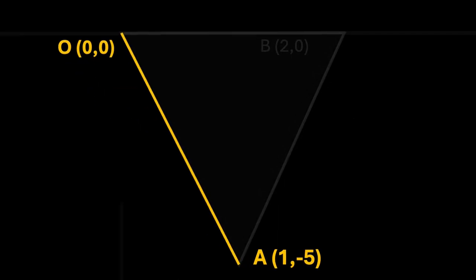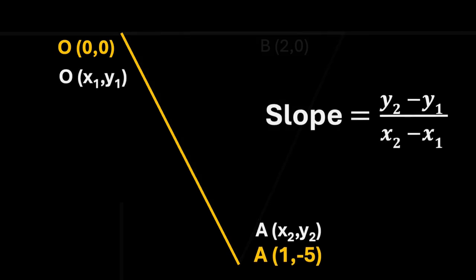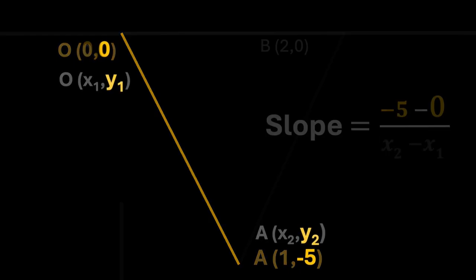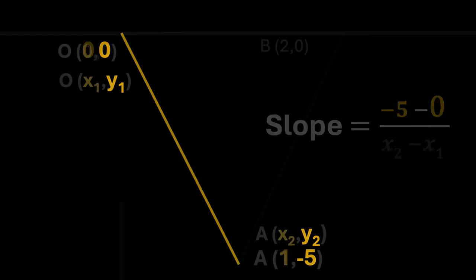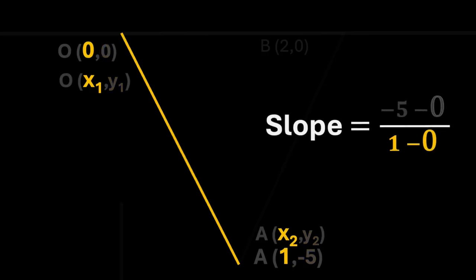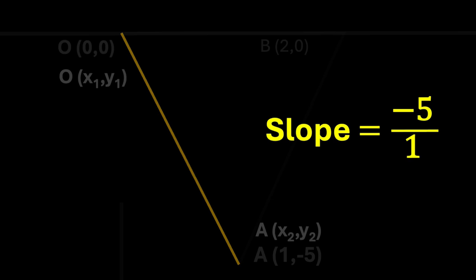For the line segment OA, we have the coordinates x1, y1 and x2, y2 and the slope as y2 minus y1 by x2 minus x1, right? What is y2 and y1? It is minus 5 and 0. So it is minus 5 minus 0. Similarly, for x2 minus x1, we have 1 minus 0. Therefore, the slope of this line is minus 5 by 1, which gives us minus 5.